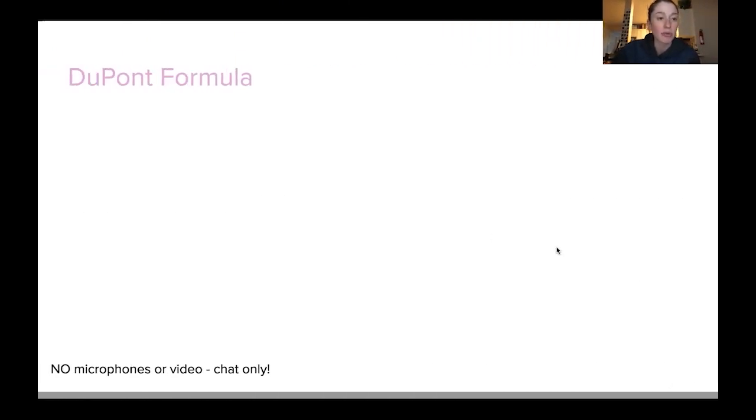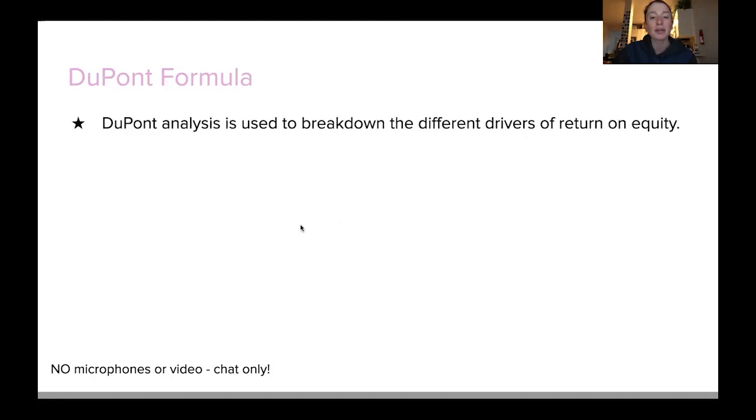Just going over the DuPont real quick. You guys talked about this in class, I'm pretty sure, or it might have been in your homework. I'm not quite sure, but this will come up often, and it's a good ratio to know. It probably will be seen on the test, so it's another one to really study along with all the other ratios you have. So DuPont analysis is used to break down the different drivers of return on equity.